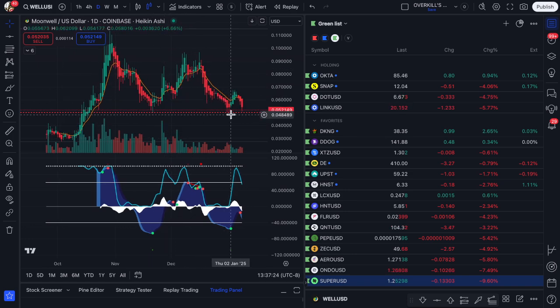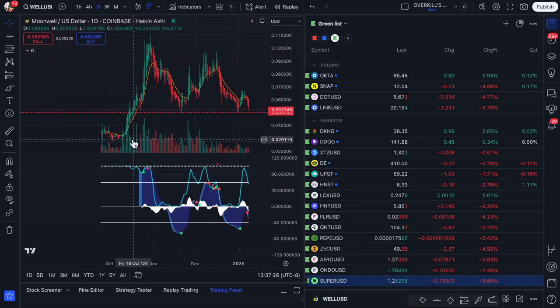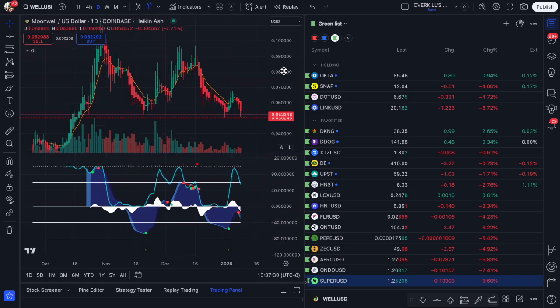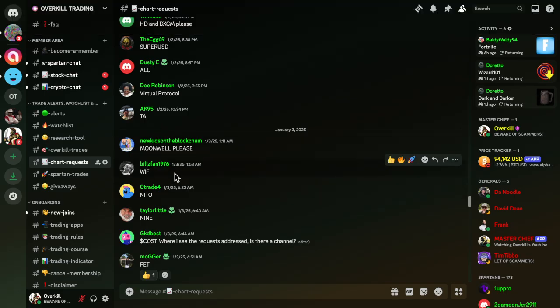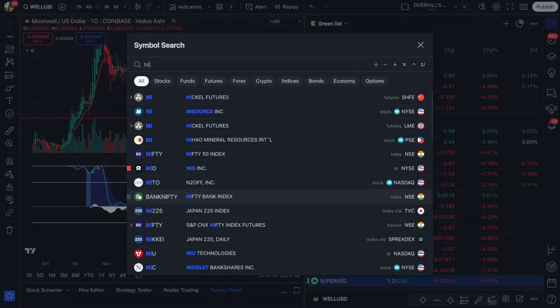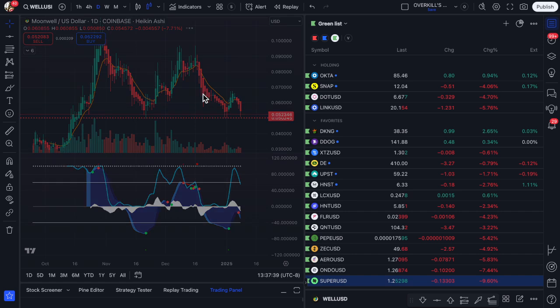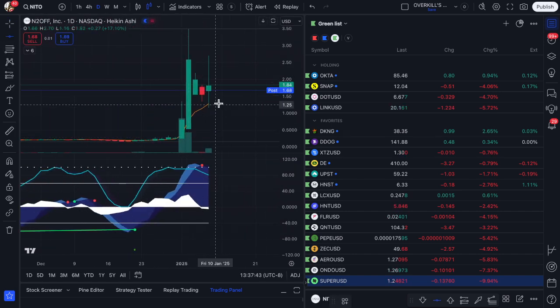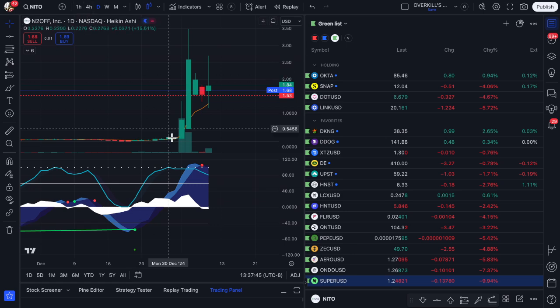That's where we bounced here. If it breaks, it'll most likely come back down here to like 3 cents. So wait for the green dot on that one and make sure that thing holds 5 cents. Put your stop loss there. WIF we covered. We got NITO. It looks like a penny stock. So this one, stop loss is 150.